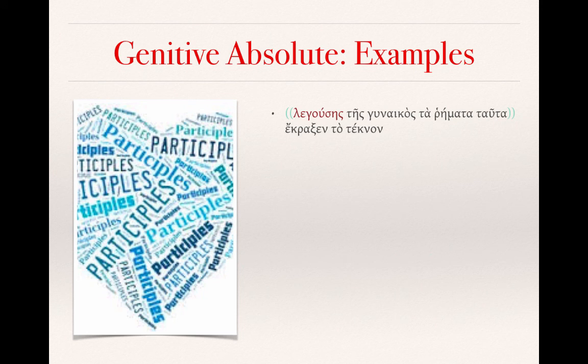And so we would translate this something like, while the woman was speaking these words, the child cried out. Again, you could think about splitting this into two sentences. The woman was speaking these words, period. The child cried out, period. But by combining them, the woman's speaking and the child's crying out become more closely related.